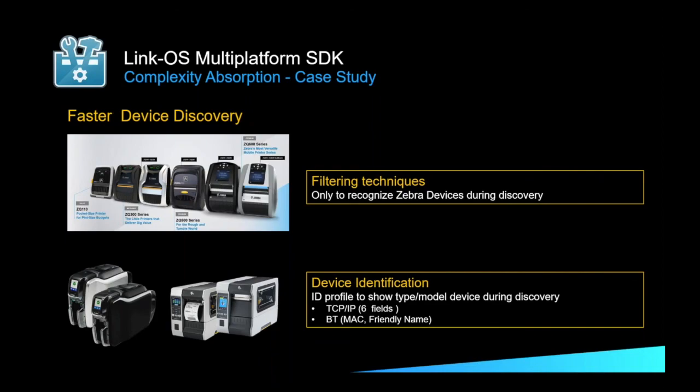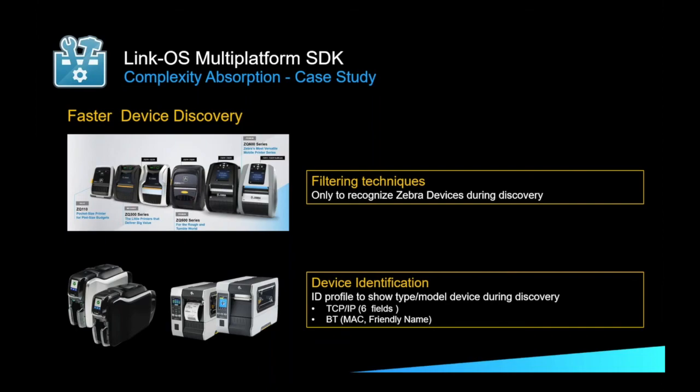Another way that we have done a lot of abstraction of complexities is through faster device discovery. Using our discovery classes, you will be able to see only Zebra devices. That's basically one of the nice functions that we have done in optimization in the last two releases. So if you go through Bluetooth, you will be able to see only our Zebra printers. The same thing with device identification. When you go through discovery using the libraries, you will be able to see six files in TCP/IP, but when you're working with Bluetooth, you will be able to see the information, the MAC address of the printer and finally the name.